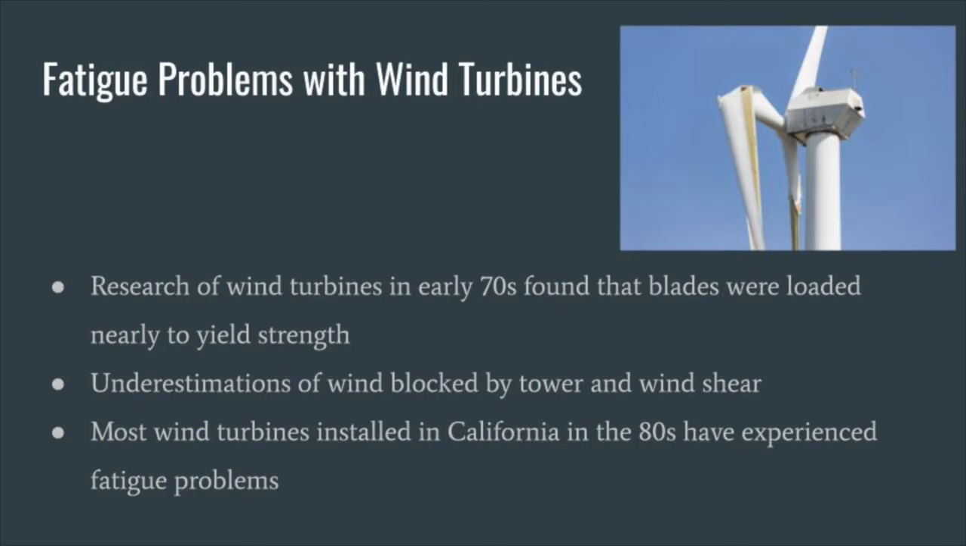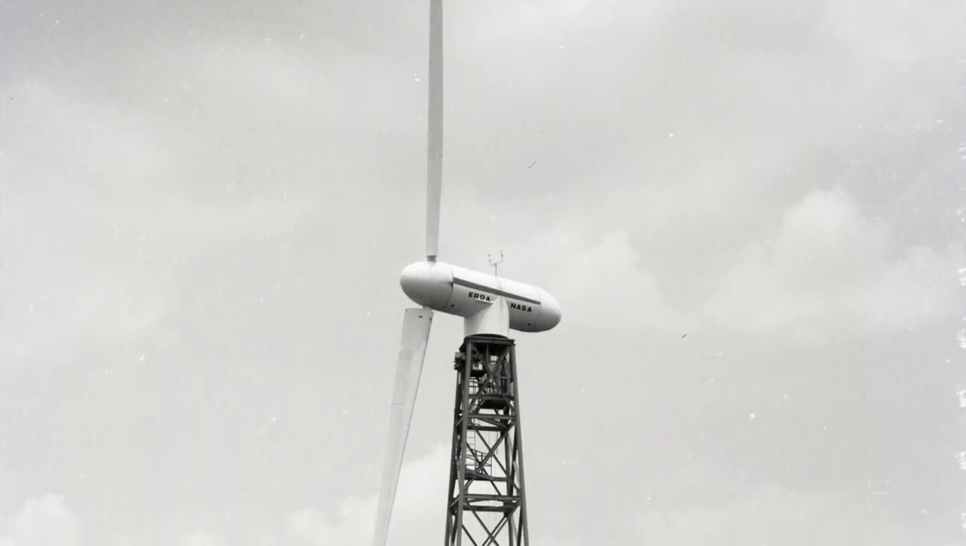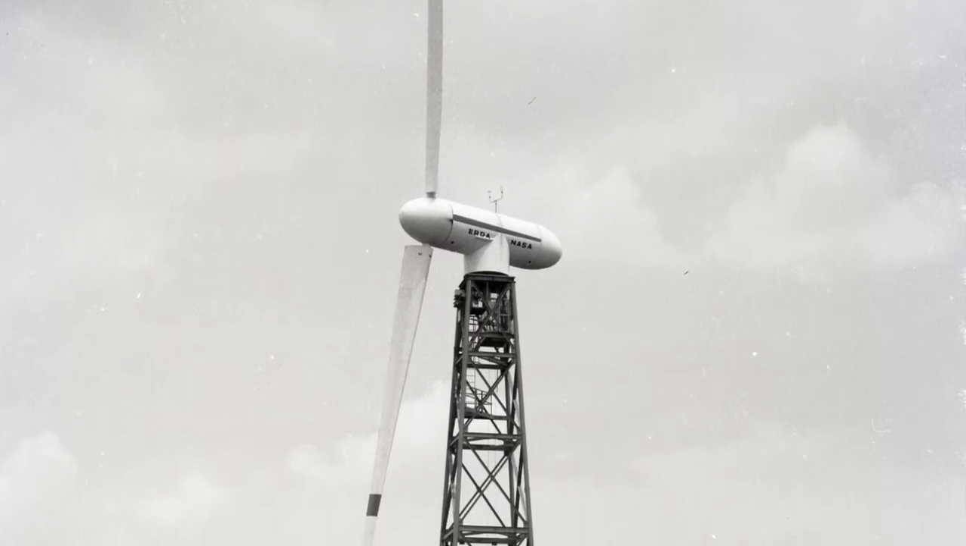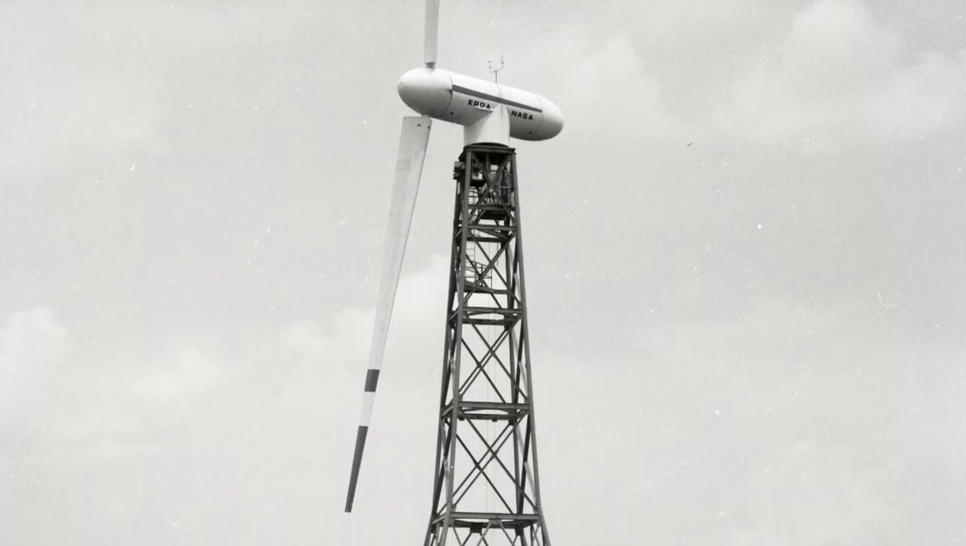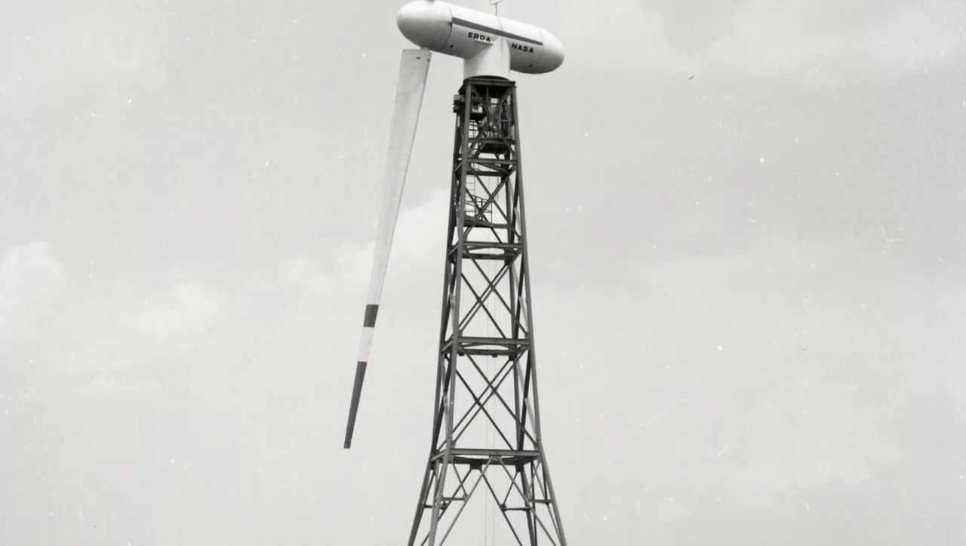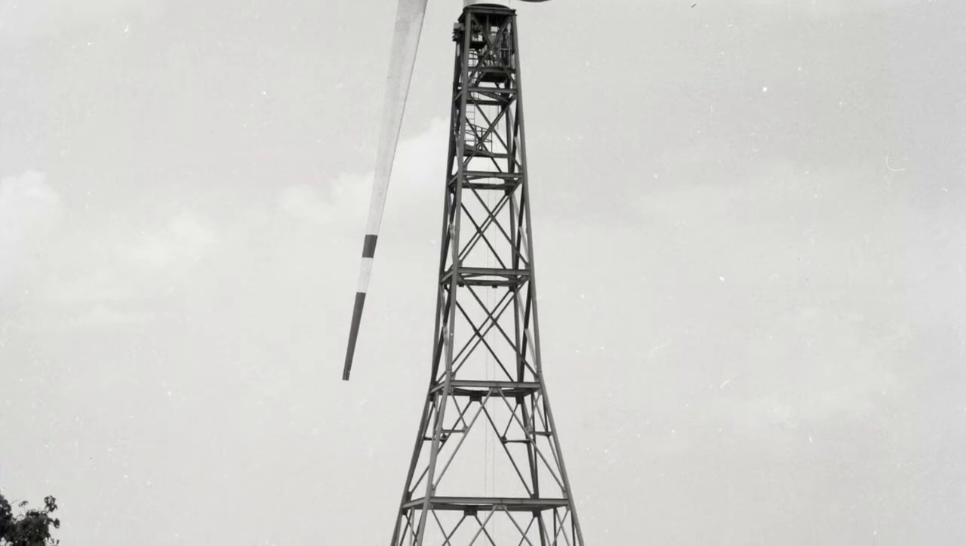Another research attempt in the mid-70s, the NASA 100 kilowatt Mod Zero, failed due to fatigue earlier than expected. Numerous cracks were found on visual inspection, located between a steel spar and the aluminum stress skin of the blade. The failure was due to wind shear and also an underestimating of the wind blockage done by the tower.